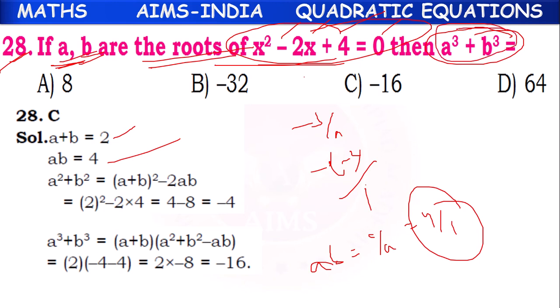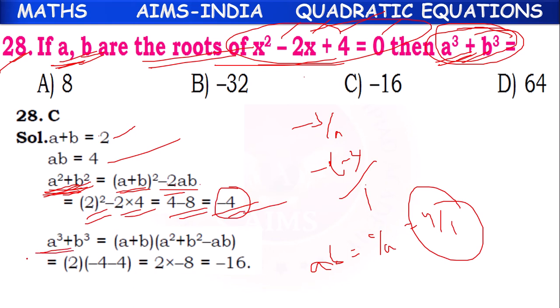Now we have to find this value. But before that, let us try to find the α² + β² value. We have the formula (α + β)² − 2αβ. So the α + β value is 2, 2 squared, minus 2 into α into β, which means 2 into 4, so 4 minus 8, which is −4.